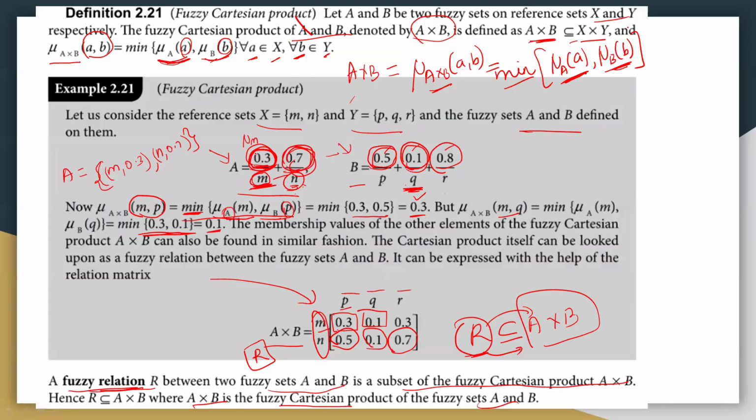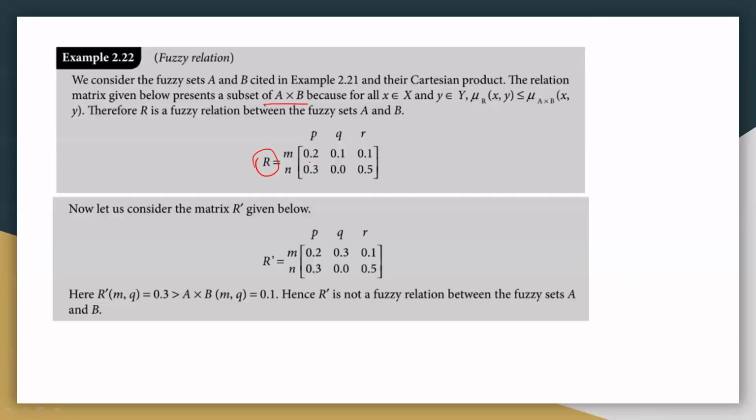This is not the relation matrix that you saw here. This is the Cartesian product of that. And we are showing another relation here, which is a subset of this Cartesian product. So you have another relation R, which is a subset of the Cartesian product, for all x that belongs to the universe of discourse capital X, and similarly capital Y. So you can say that mu R of xy, the membership value of a relation for the elements x, y, will be less than or equal to the membership value in the Cartesian product A cross B for the same x, y. So therefore, R is a fuzzy relation between the fuzzy sets A and B.